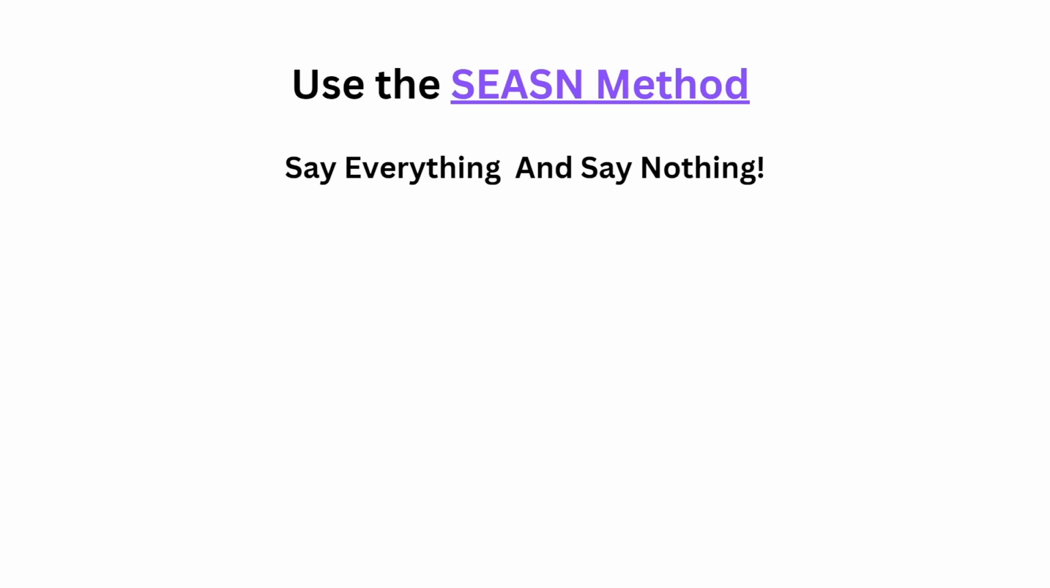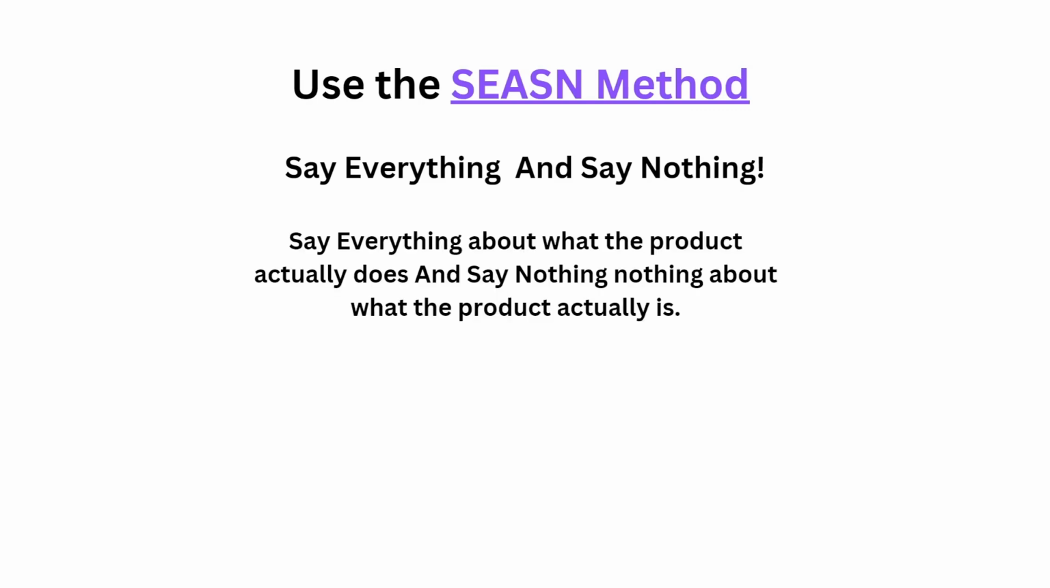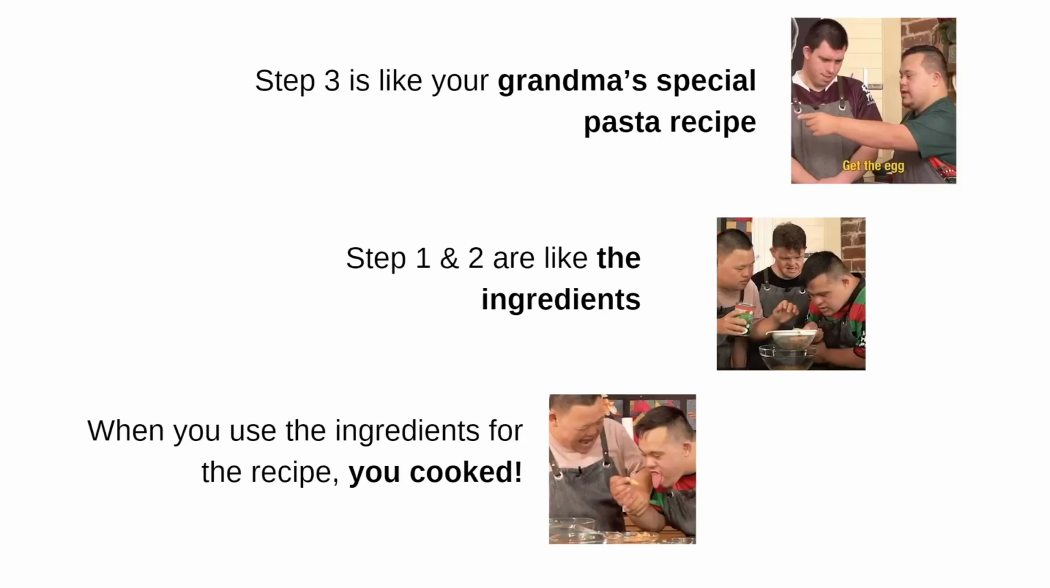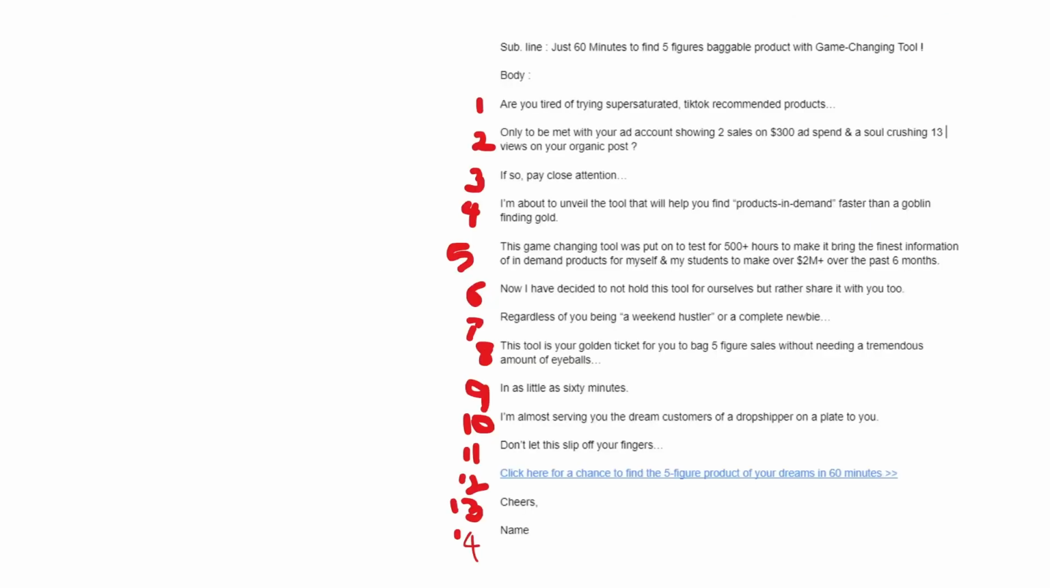What does that mean? Well, it means say everything about what the product actually does and say nothing about what the product actually is. Now, just like the analogy I gave in the beginning, I'll show you exactly what it looks like to use step 1 and step 2 with the season method with 3 email examples. Email 1. First, I'm going to read it out loud, and then I'm going to give you 5 seconds to actually see what I have done with this 3-step framework.